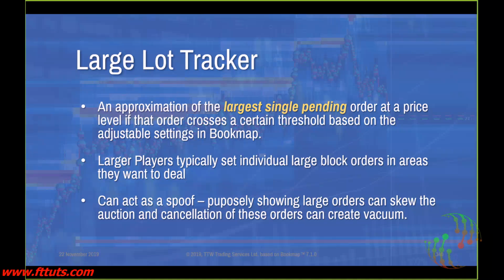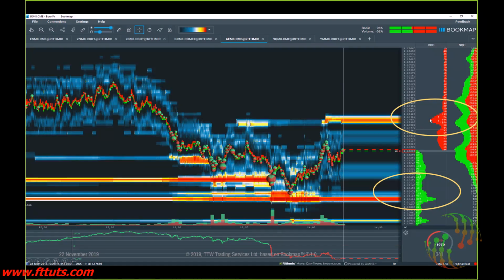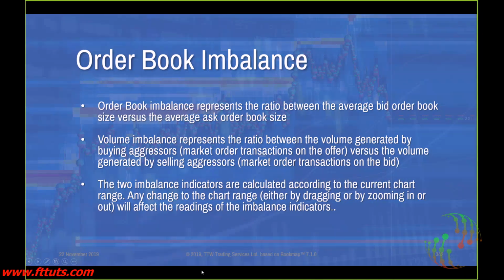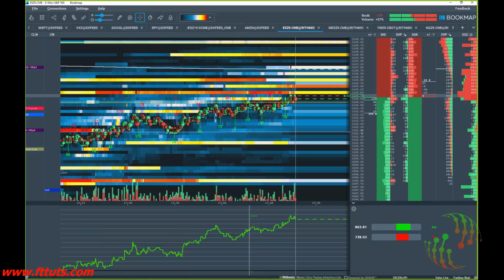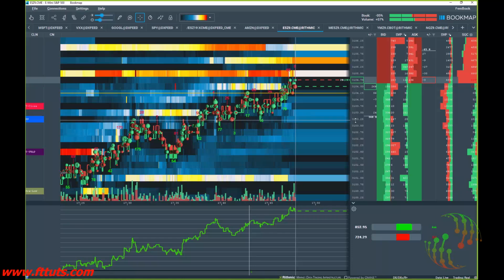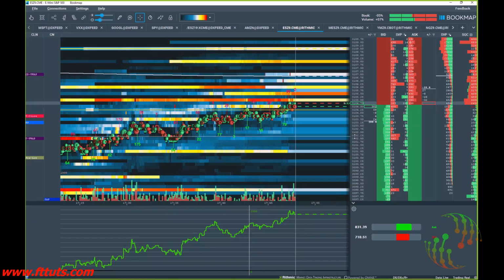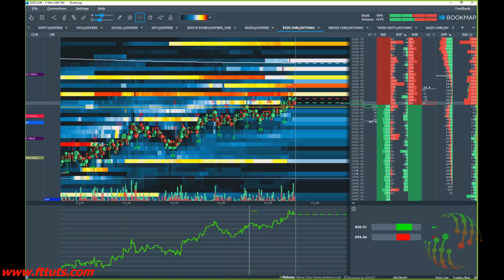Larger players typically set individual large block orders in areas where they want to deal. They can act as a spoof: purposely showing large orders can skew the auction, and cancellation of these orders can create a vacuum. So you see these large lot trackers are indicated by these small vertical lines. Let me see whether we have some here. Yes, here below that one.